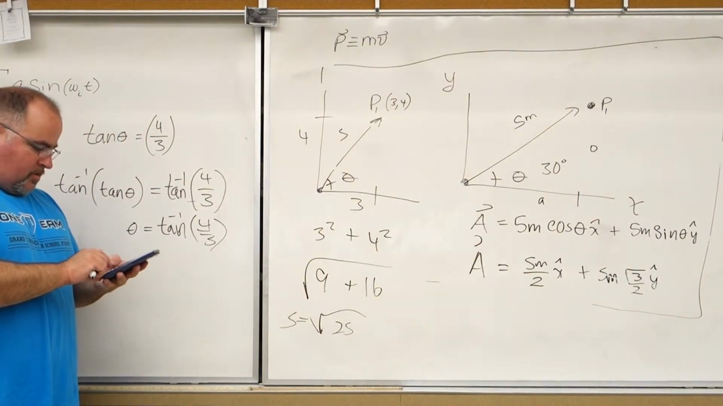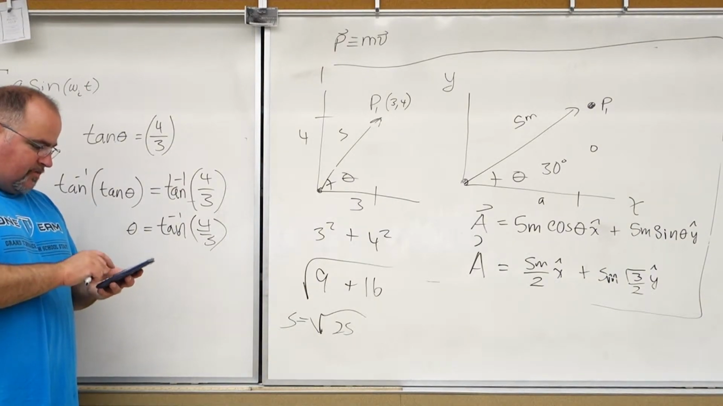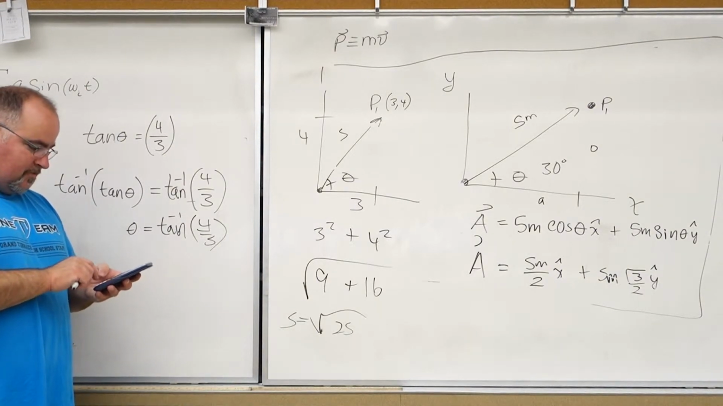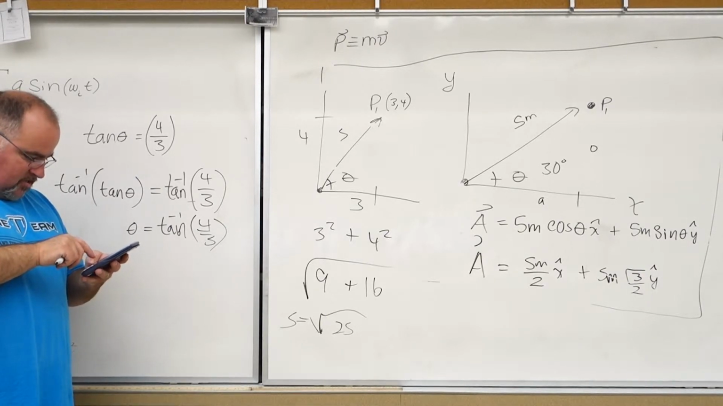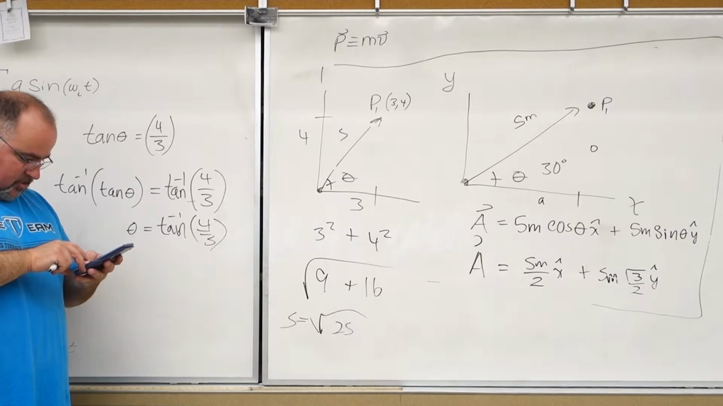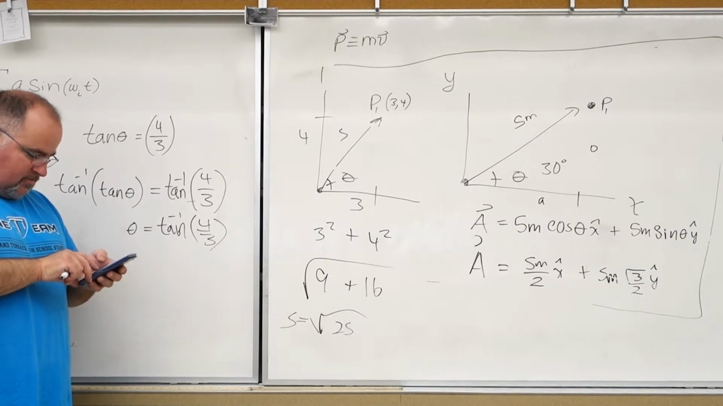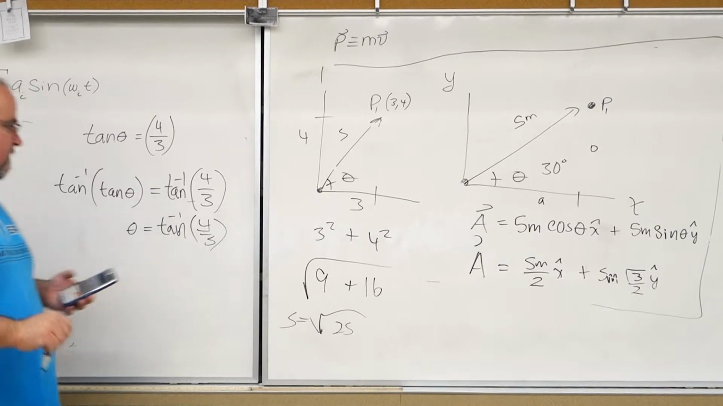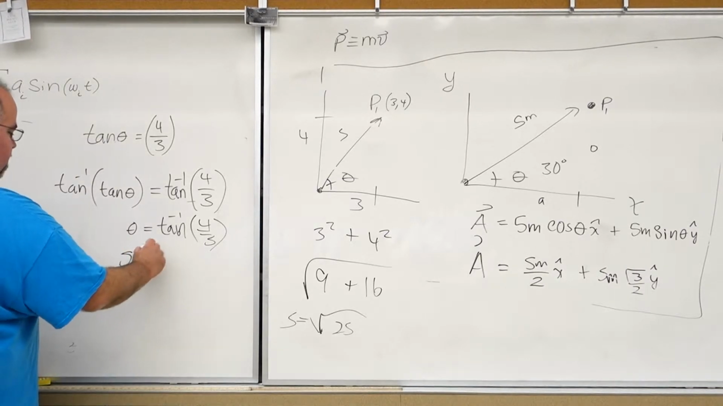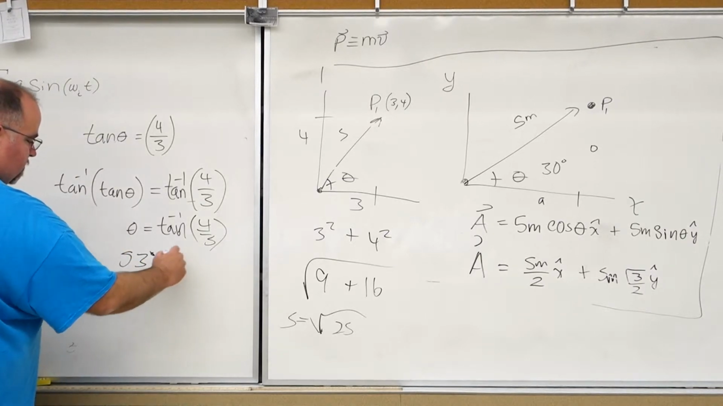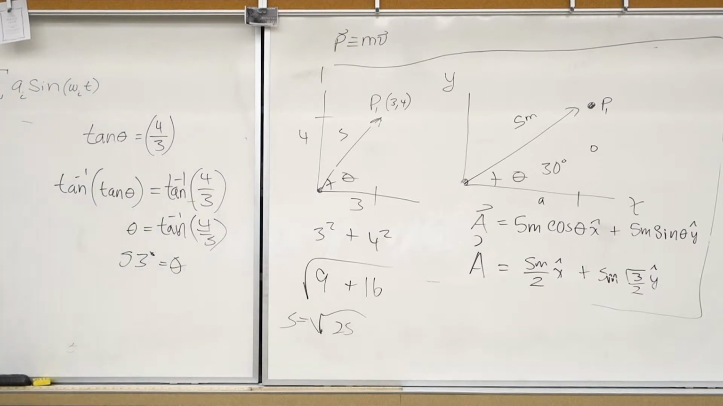So 4 divided by 3 equals 4/3, 1.3 repeating. So arc tangent, where's my arc tangent? There it is. Second button plus answer equals 53. This is 53 degrees. That's what that equals. And if you wanted to check it out, you can work backwards.